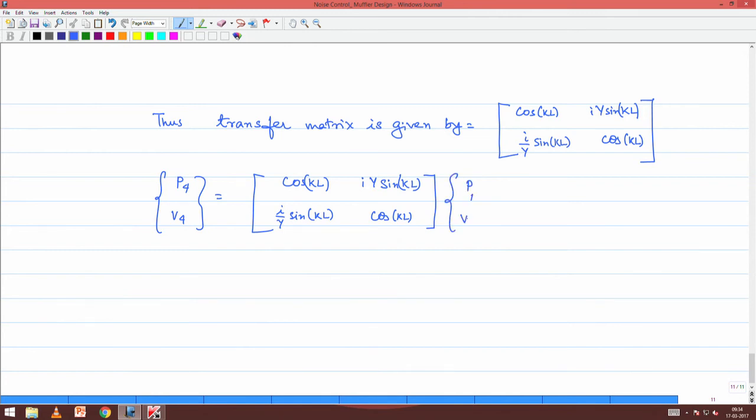times P1, V1. Okay. So, let us redraw the geometry once more. So, here is the input, here we have a muffler and here we have the output. Though in the present example we had taken a simple expansion chamber muffler, in general mufflers can be far more complicated than this simple expansion chamber muffler.